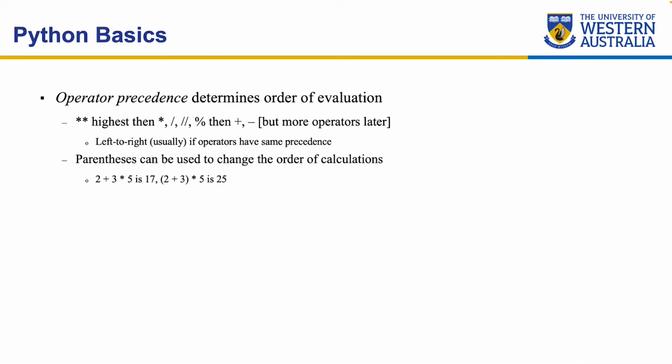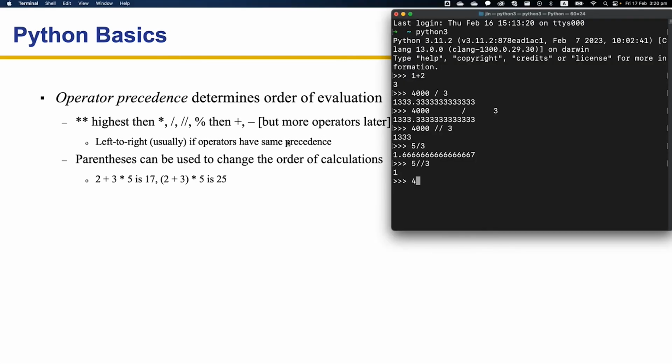So before we go over, the operator precedence determines the order of evaluation, and it luckily follows what we are all used to, BEDMAS: the brackets, exponent, multiplication and division in the same level, and addition and subtraction in the same level at the end. So if an equation sees something like 4 plus 5 times 2, obviously it's going to do the multiplication first. So that's going to be 10 plus 4 gives you 14, not 4 plus 5, 9 times 2. Okay, so that's good.